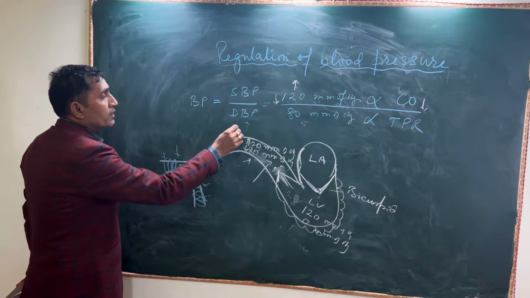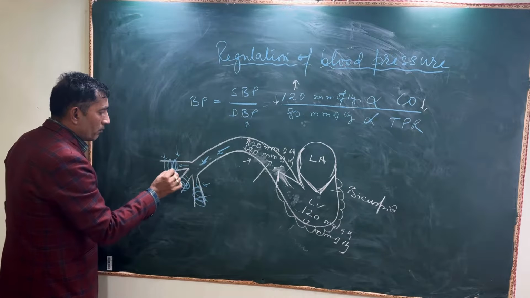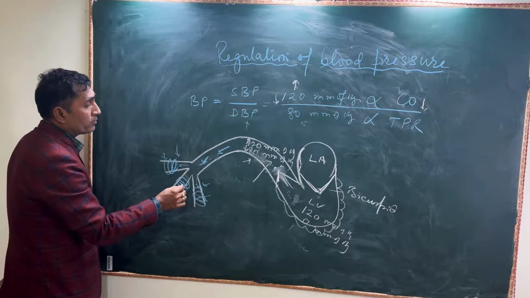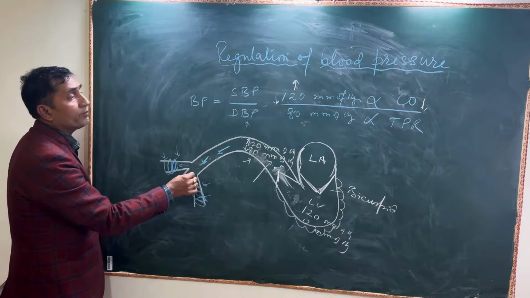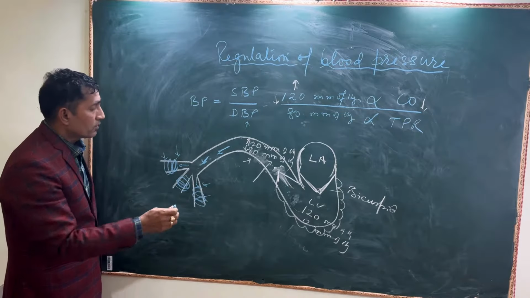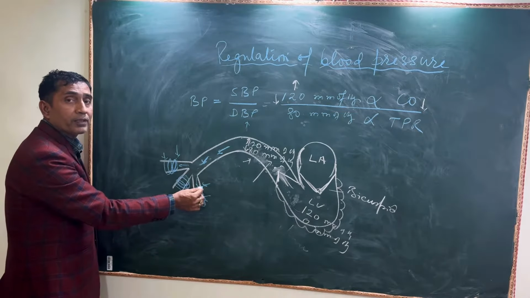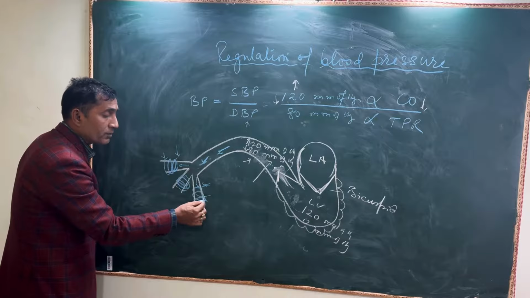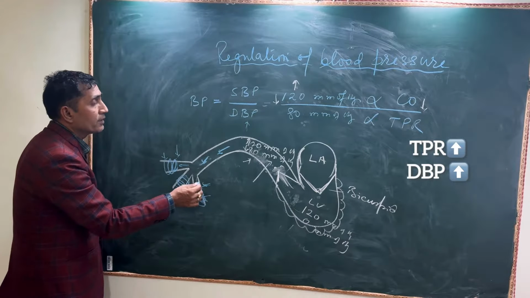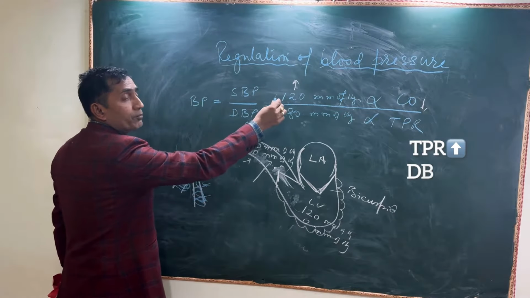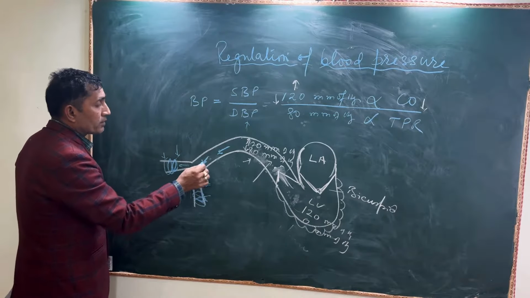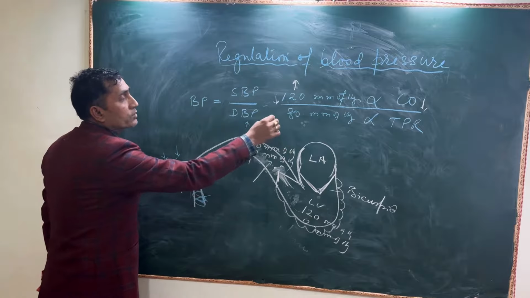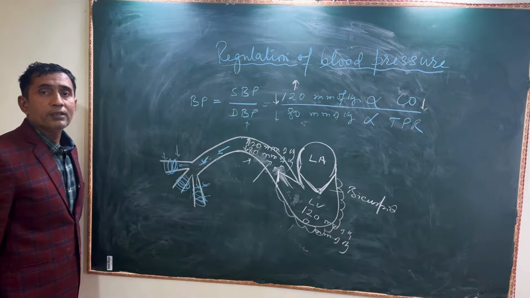This muscular activity I am talking about actually gives the total peripheral resistance. If we increase the total peripheral resistance due to contraction of the muscles present in the arteries, then the diastolic pressure will go up. If there is a relaxation of these muscles, then the total peripheral resistance will be reduced and the diastolic blood pressure will be reduced.